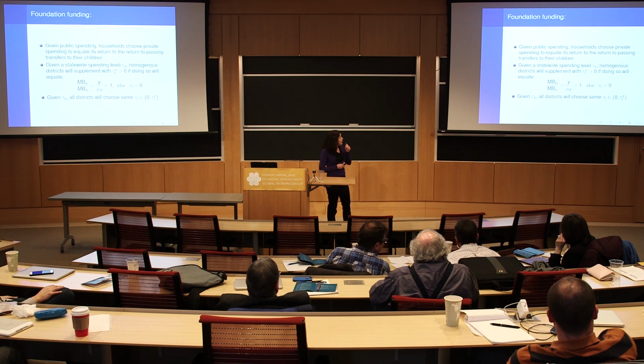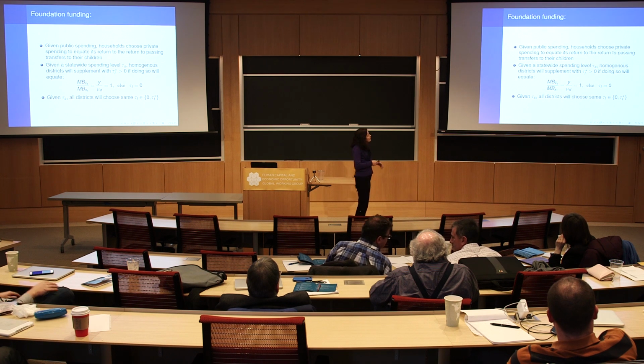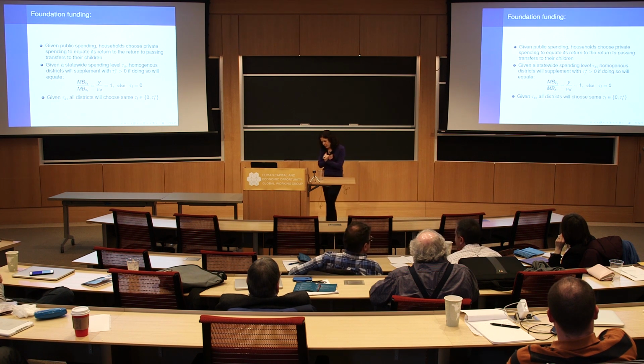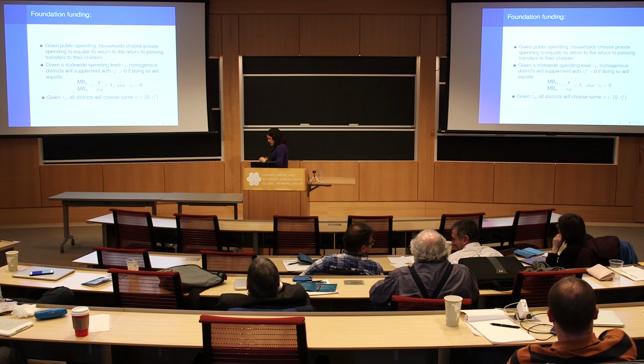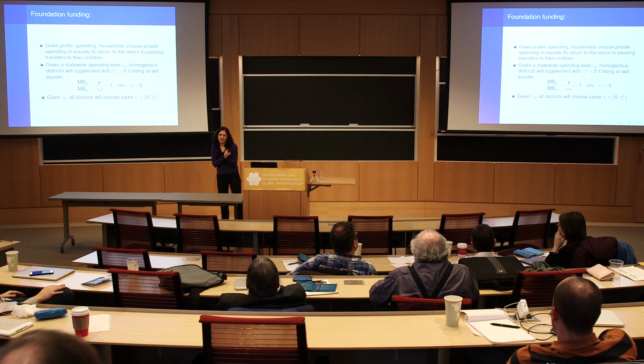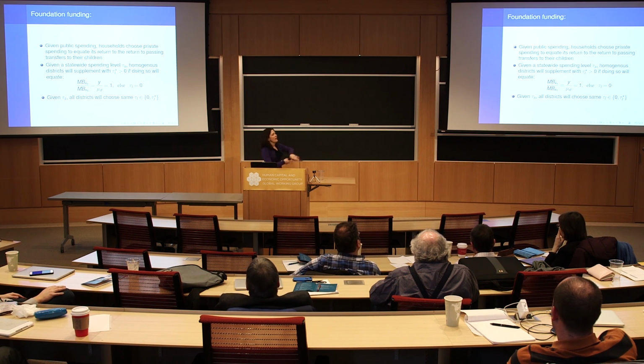Okay, if we move on to the foundation funding, now there's going to be 3 levels. You have to figure out what you're going to do privately. Then you have to figure out as a district what the tax level is going to be at your district. And then you have to figure out at the state level what the tax level is going to be for the state. Okay, so the private decision is going to be the same as before.